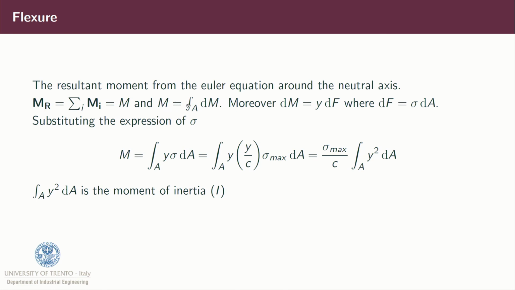So m is equal to the integral over the area of dm, and dm is actually y dF, and dF is equal to sigma dA. So at the end we get that m is equal to the integral over the area of y sigma dA, which is equal to the integral over the area of y times y over c times sigma max dA. And since sigma max and c are constant, they can be brought outside the integral, having that the moment is equal to sigma max over c times the integral over the area of y squared dA. And in this case, the integral over the area of y squared dA is actually the moment of inertia I.